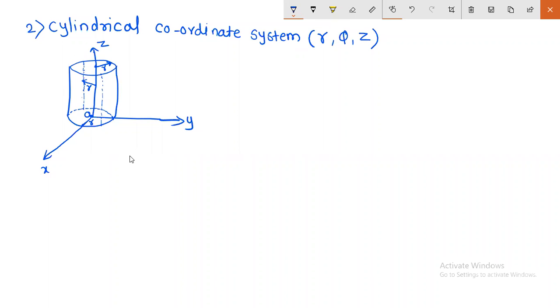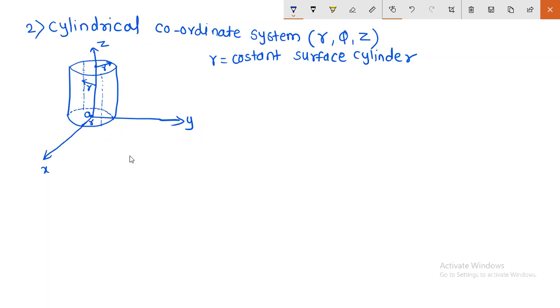Now this r is equal to constant. R is equal to constant is the surface of the cylinder. That is your cylinder surface.